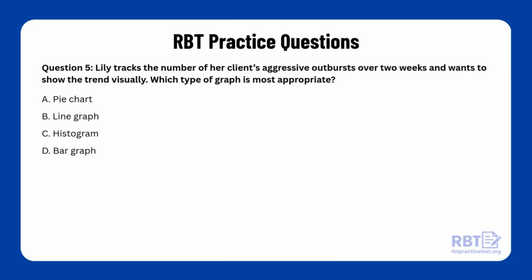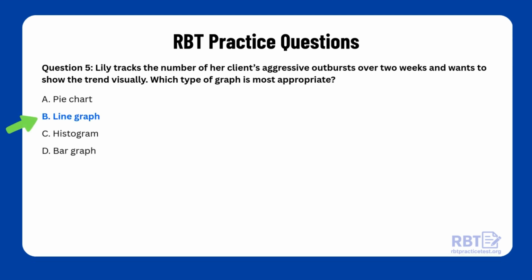Question number 5. Lily tracks the number of her client's aggressive outbursts over 2 weeks and wants to show the trend visually. Which type of graph is most appropriate? A. Pie chart. B. Line graph. C. Histogram. D. Bar graph. The correct answer is B.